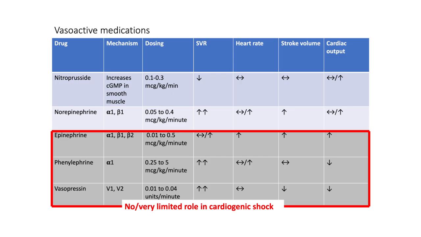Patients in cardiogenic shock who do not improve with first-line medical management should be considered for mechanical circulatory support, which will be discussed in another video.